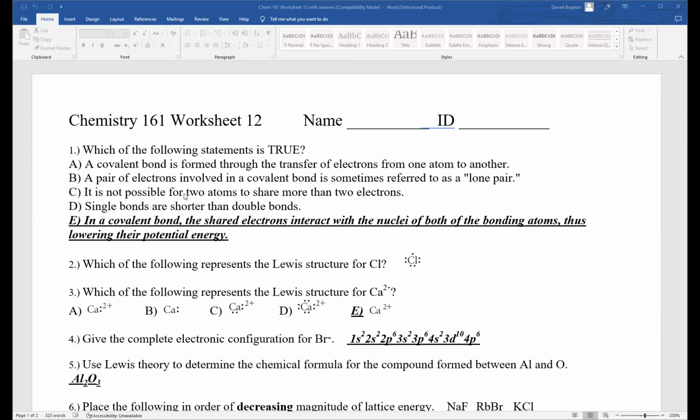Is it possible for two atoms to share more than two electrons? It is not possible. I'm so sorry. It is not possible for two atoms to share more than two electrons.